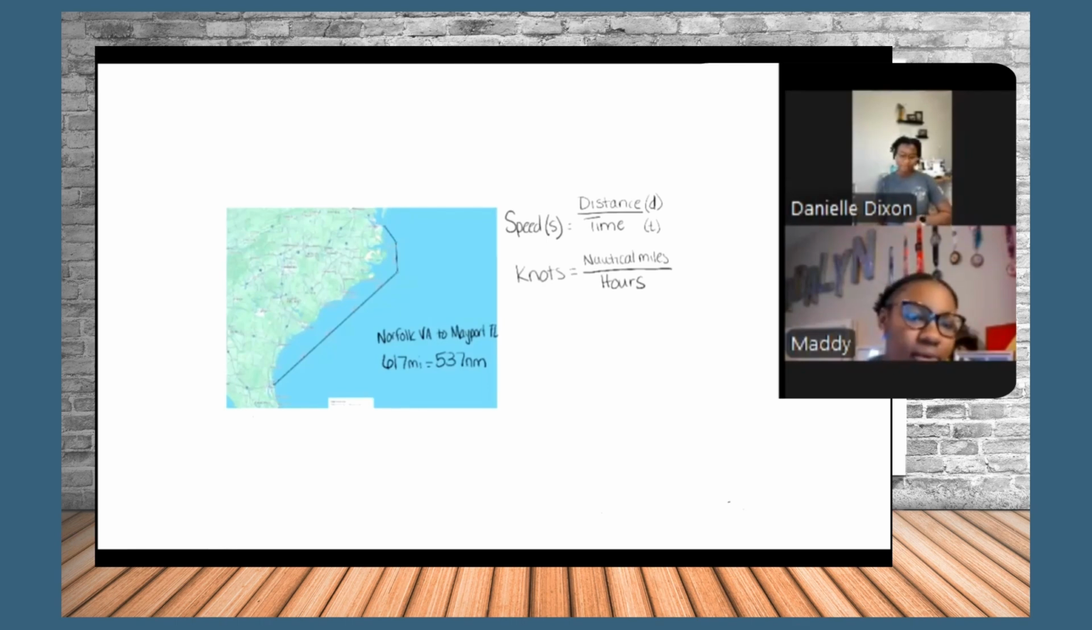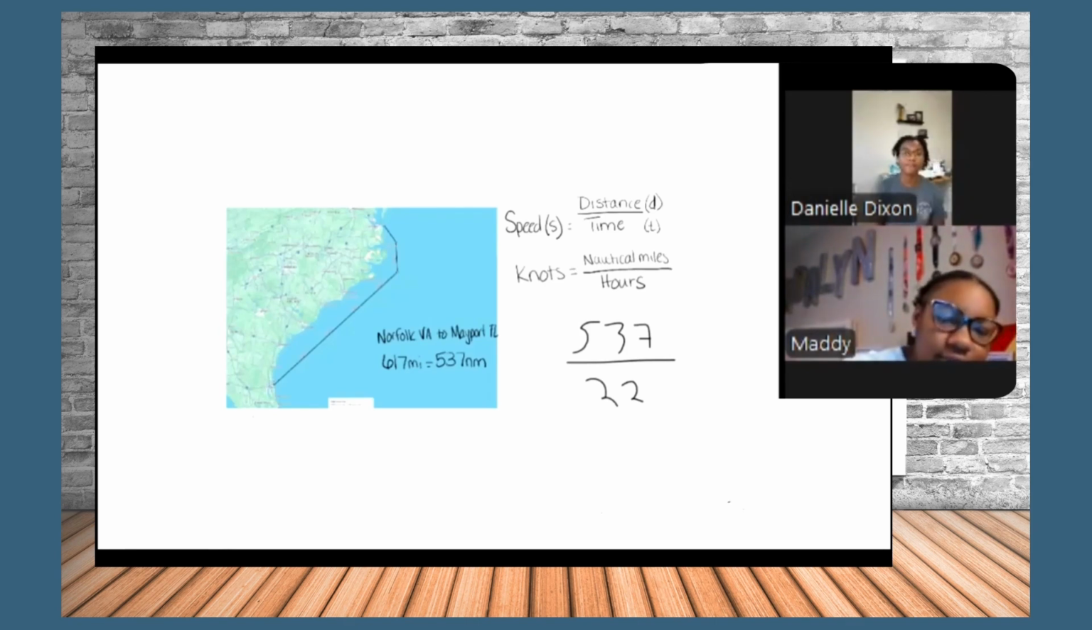So for this version of the problem, we would have to calculate time. So that would be distance over speed. So if our distance is the same, 537, and our speed was 22 knots. Well, that was our speed coming down. We want our speed to go back, because remember we suffered that casualty. So we can only go 15 knots. So let's change that. So that's 15 knots.